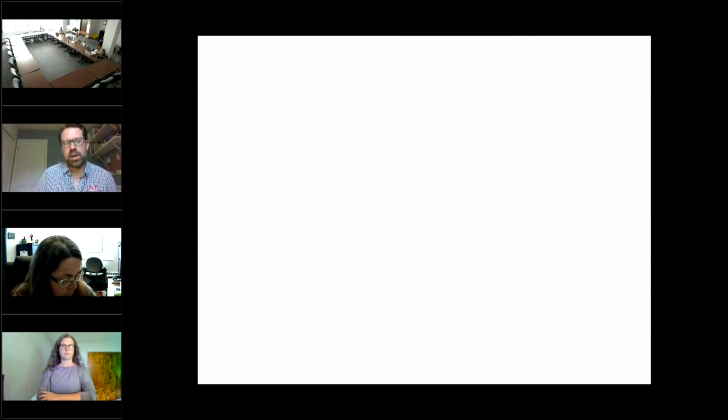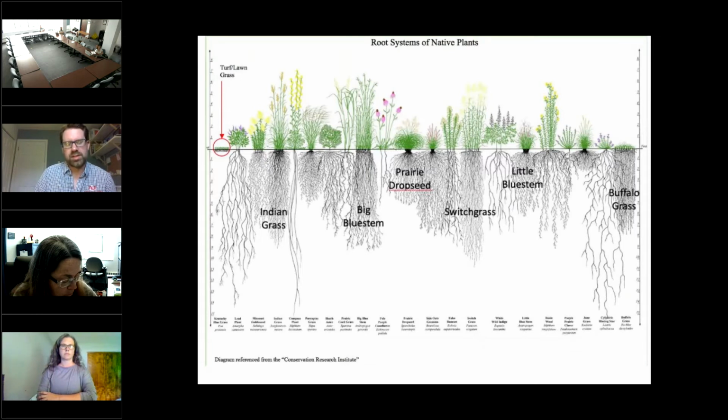So this graphic here I love, because it shows, all the way over here on the left, your typical lawn turf grass. I do a lot of soil cores and dig in turf grass areas, and you're lucky to get 4 to 6 inches of root growth in most areas. So you get about 6 inches of top growth on a mowed lawn, but even if you let it go, you're looking at only maybe 6 inches of root growth.